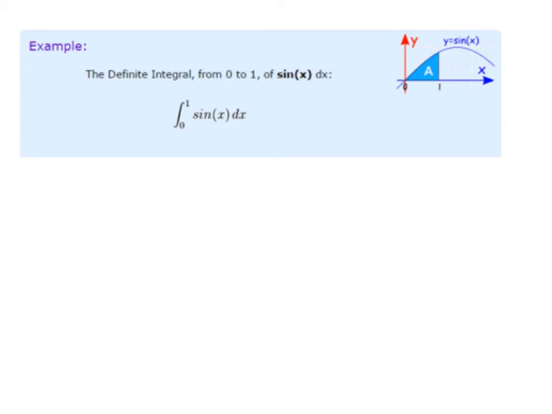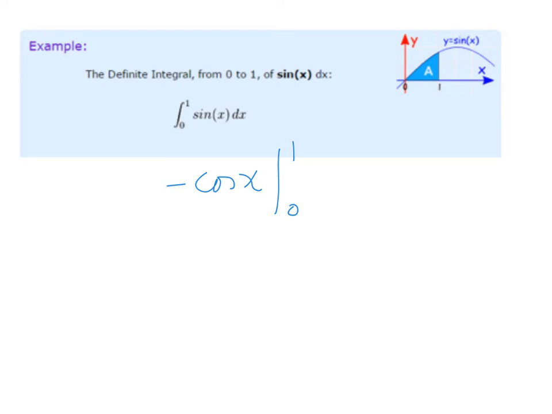So in this example, we want to find the definite integral from 0 to 1 of sine x dx. You can see the picture there, right? We're looking for an area. The area will be above the x-axis, so the area will be positive. Okay, so I'm going to take the integration. I'm going to integrate sine x to negative cosine x from 0 to 1.